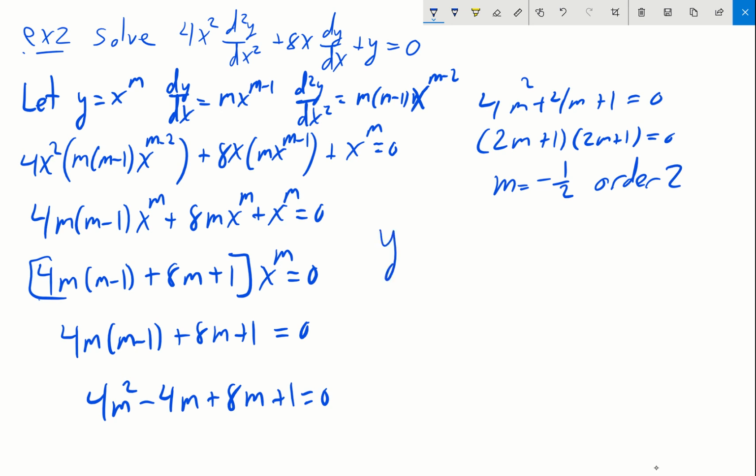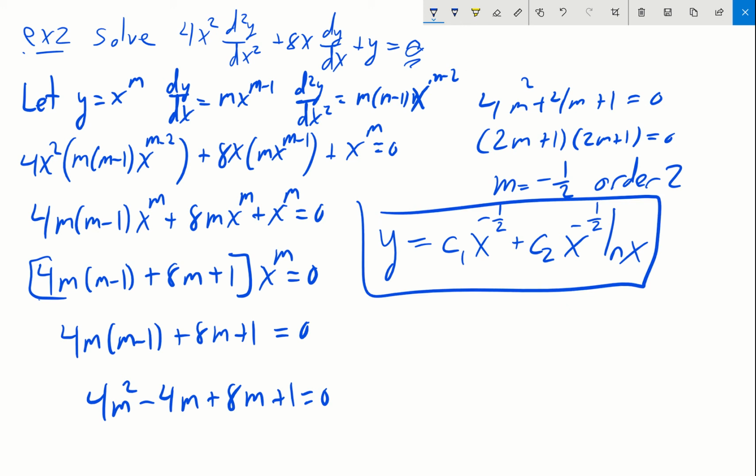Therefore, the solution to this differential equation is homogeneous. It's set equal to 0, so this is going to be our answer. It's y equals c1 x to the negative 1/2 power, and we're going to get a c2 x to the negative 1/2, but remember, we also need to multiply that by an ln of x. So this would be our general solution to this one, and this is the case of real repeated roots.